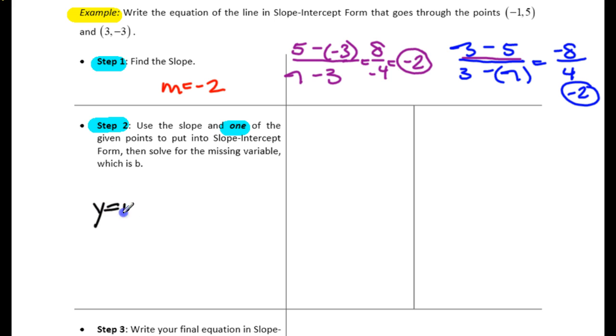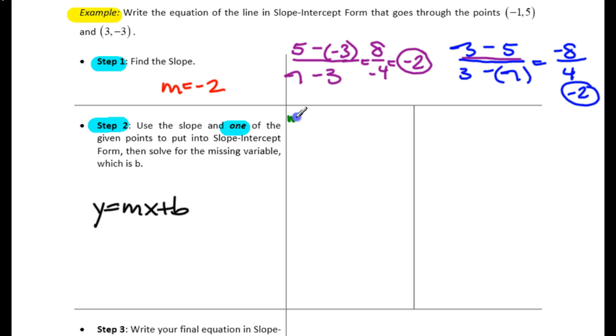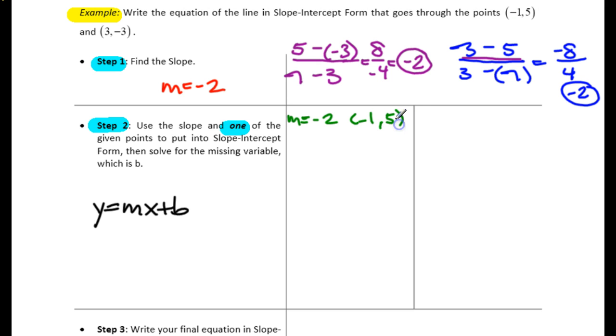So we're going to plug it into y equals mx plus b, right? I'm going to use this point first. Right now my m, we said that was -2, and it goes through this point, -1, 5. See, now it's just like last chapter. I got the slope, and I have a point. So I'm going to plug this information in here.